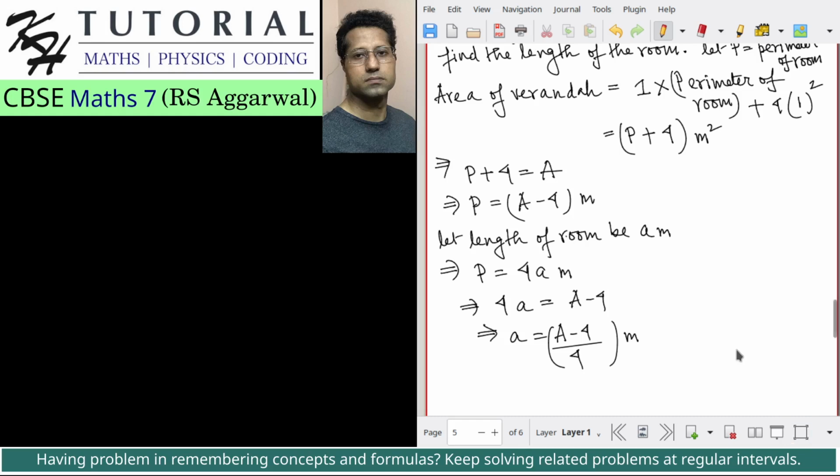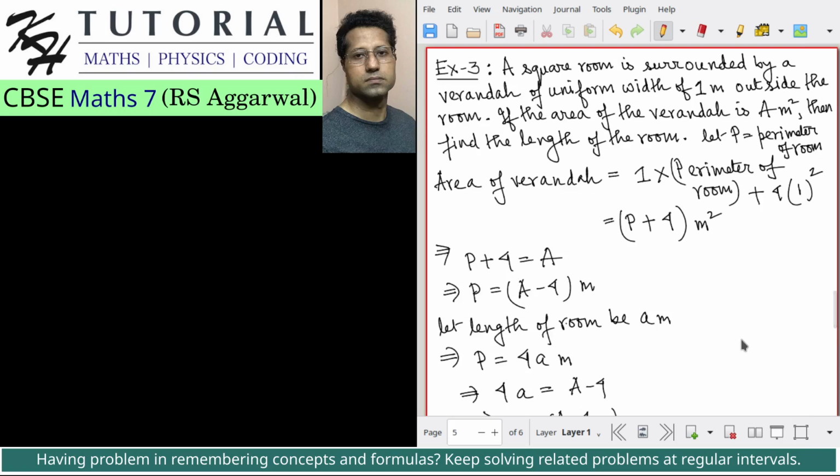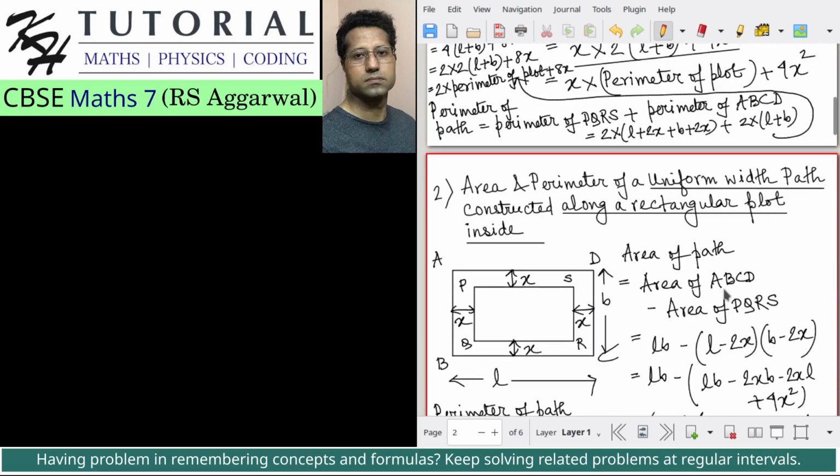So these were 3 examples illustrating how we apply the concept of finding the perimeter and area of a path constructed along a rectangular plot, either inside or outside. Your concepts will be more clear when we solve exercise problems from the textbook of author RS Aggarwal. So this was all about finding the area and perimeter of a path constructed along a rectangular plot either inside or outside.